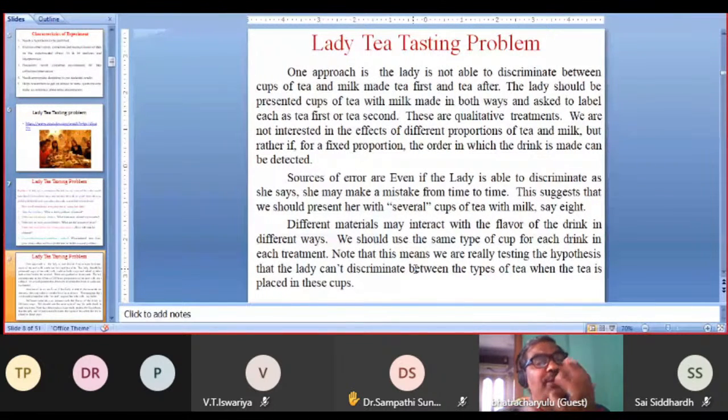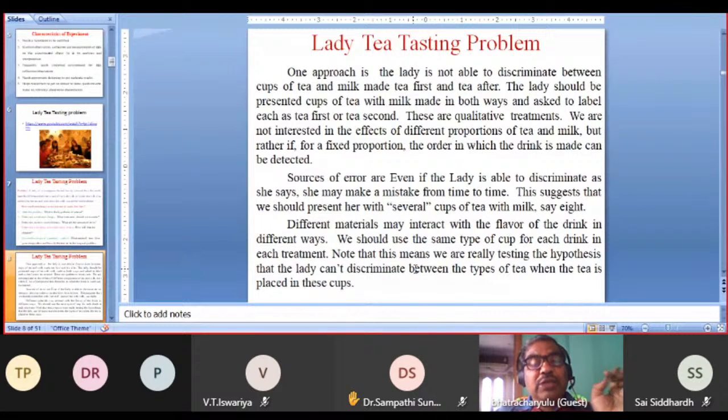So then only we can test the hypothesis, whether the lady is having a discriminating power or not. So what are the measurement that I am taking, or what are the calculations involved in this part that I am exploring now.